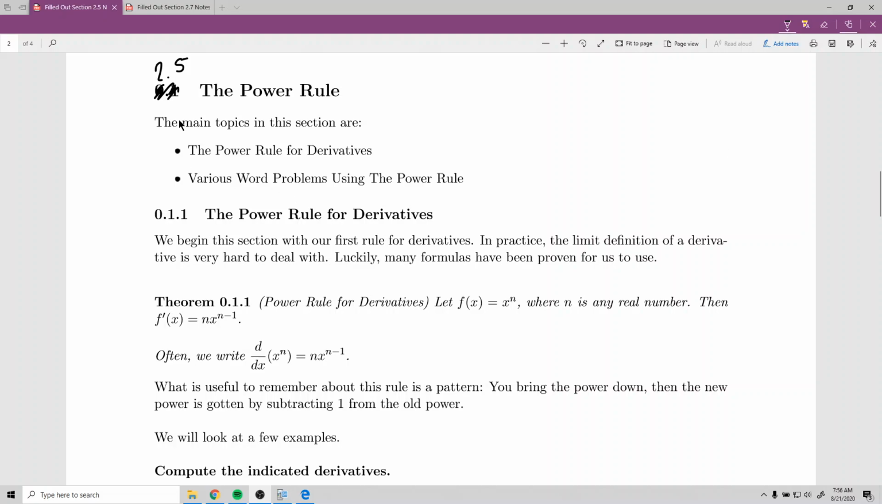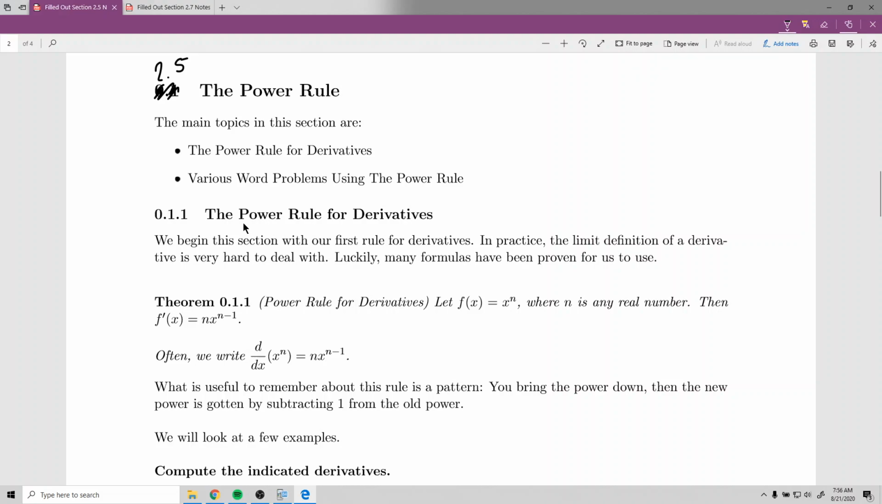This video will be on section 2.5, the power rule. So the main topics in this section, we will look at the power rule for derivatives, and then we have various word problems, but we'll look at a couple problems that involve using the power rule or the derivative to solve them.